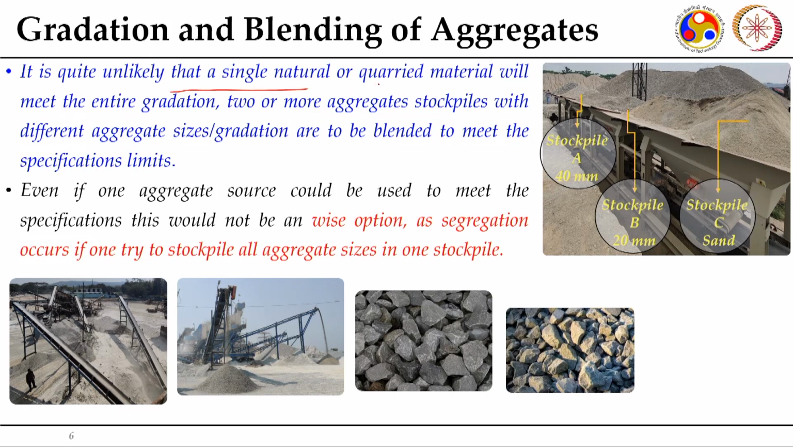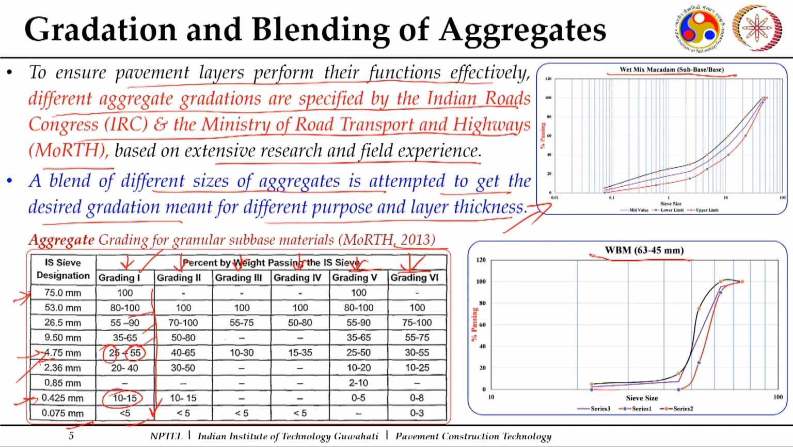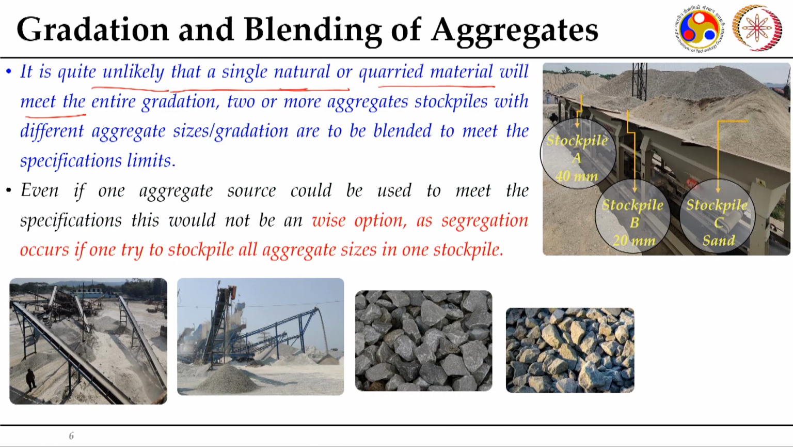And as said, normally we prefer that your layer thickness should be at least 2.5 times your NMS, nominal maximum aggregate size. The layer thickness should be at least 2 to 3 times the NMS of your aggregates. Now, in the field, whatever stockpiles are available from aggregate crushers, a single natural or quarried material will not be able to meet the requirement. It is quite unlikely that one stockpile gives you gradations varying from say 75 mm going down to 75 micron.